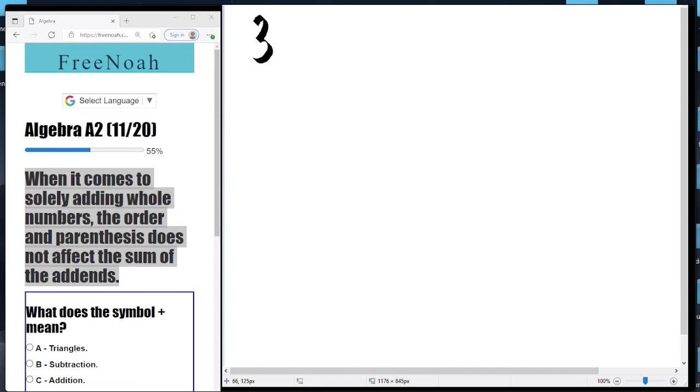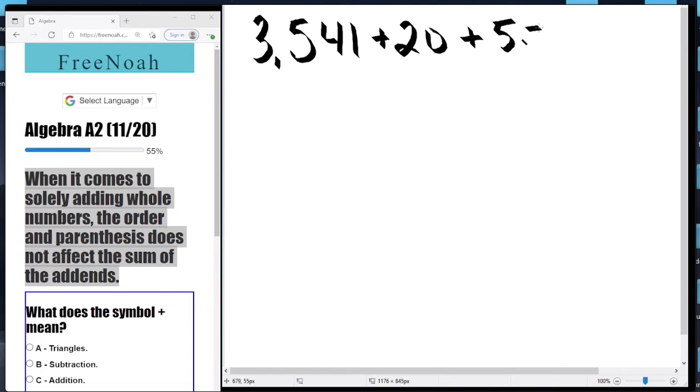We're going to give you another example here. Let's say 3,541 plus 20 plus 5. Now, what is this equal to? So this equals 3,565.